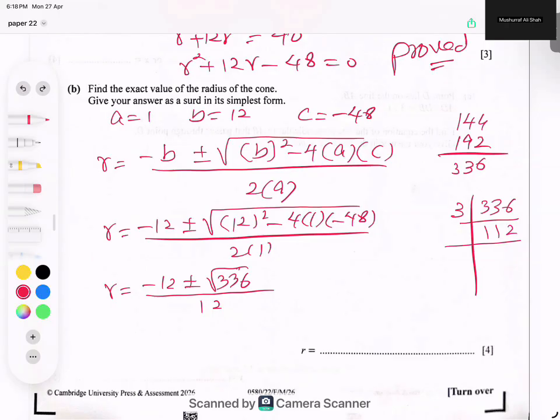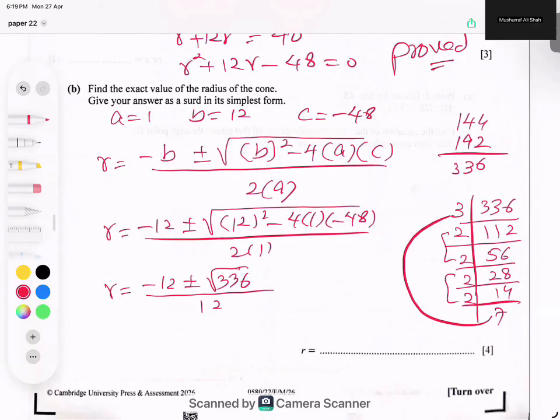9 2 carry, no. 2 possibility, yes. 2 5s are 10, and 2 6 are 12. Again 2. 2 twos are 4, and 2 8 are 16. Again 2. 2 14 times. Again 2. 2 7 times. So it means 2 pairs of getting here, and 3 7s are 21 stay inside.